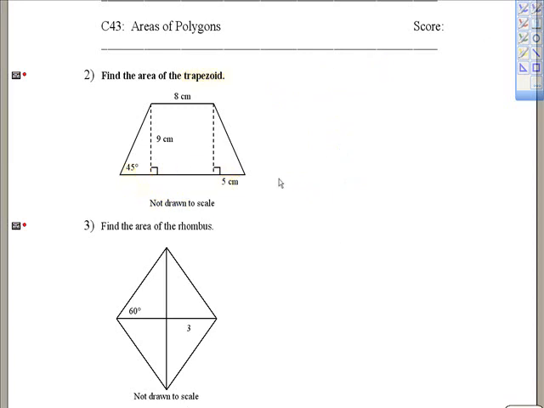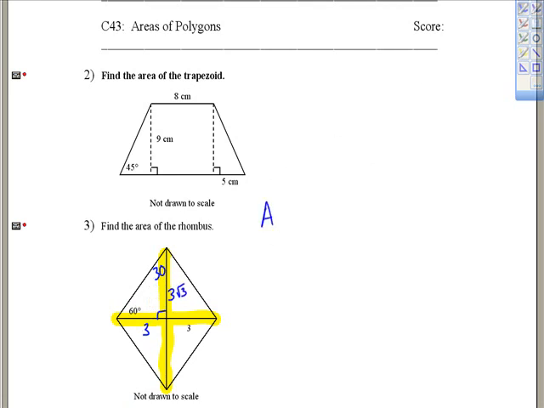Then we had number 3, find the area of the rhombus. To find the area of a rhombus, we need to find the diagonals, because the area of a rhombus is half the product of the diagonals. So on this horizontal diagonal, if this little segment's 3, this other little segment's 3. If we look at the diagram in the triangle here, we've got a 30, 60, 90. So we know the short leg is 3, so the long leg should be √3 times that.